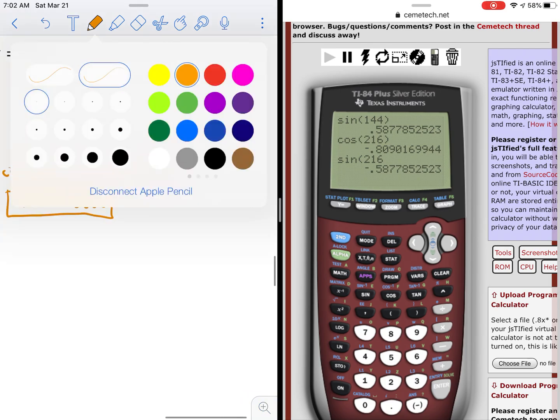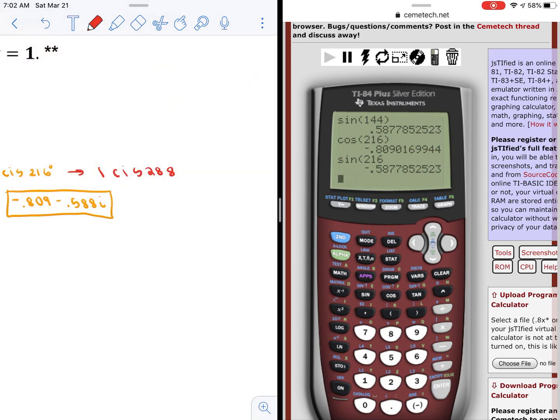And then we have our final one, the cosine of 288. And so we're getting 0.309 plus, and then we can get the sine of 288. So then minus 0.951i.